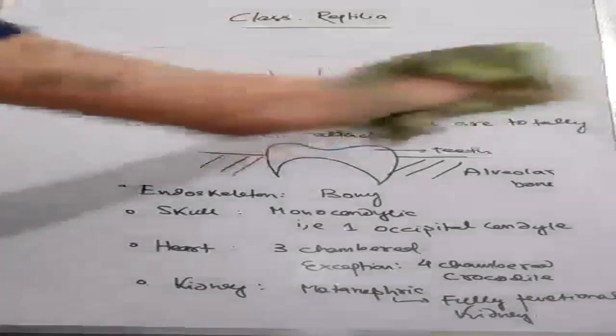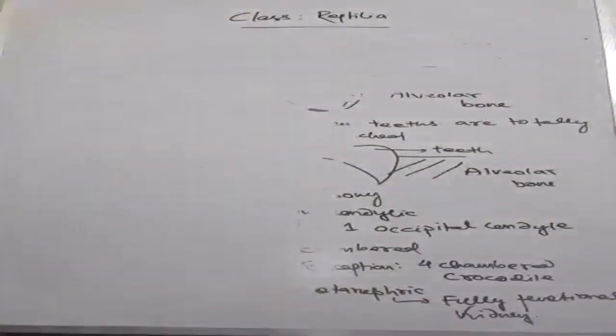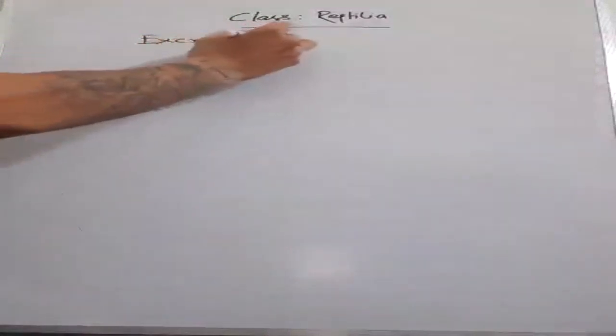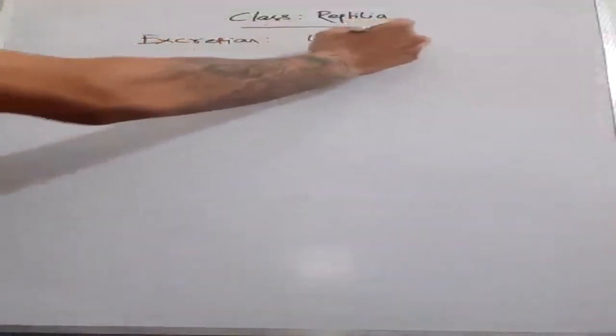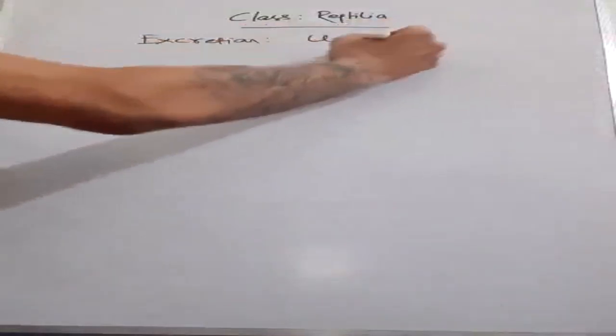Now, when we talk about the next part of class Reptilia, we are going to talk about their excretion. The main excretory product is, if I say it is uricotelic, that means the main excretory product is what? Uric acid. It is not ureotelic or ammonotelic. Uricotelic means the main excretory product is uric acid.